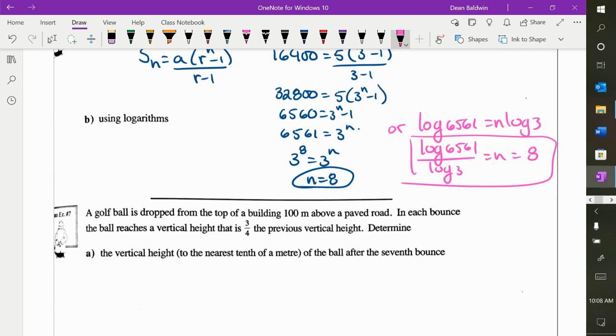All right. Are we done? Chop, chop, chop. Let's go.